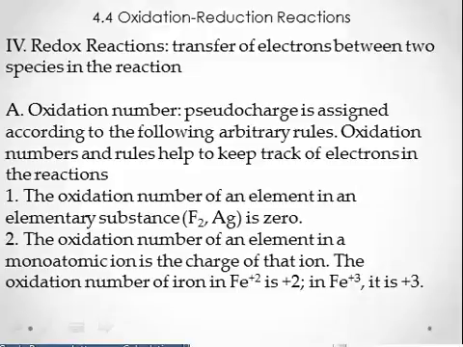So the first rule is the oxidation number of an element in its elementary state is 0. So fluorine, silver are 0. Any of the diatomic molecules, Br2I2N2Cl2H2O2F2, are 0. For a monoatomic ion, it's the charge of that ion. So Fe2+ is plus 2. Fe3+ is plus 3. Al3+ is plus 3.